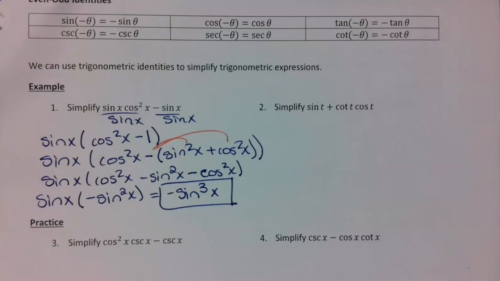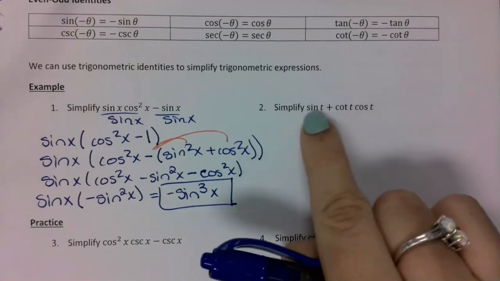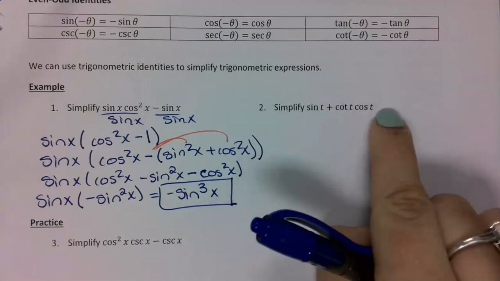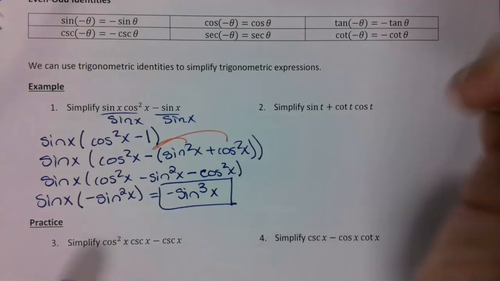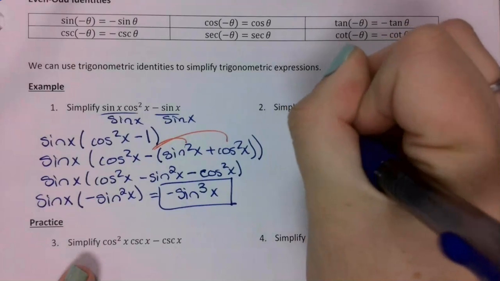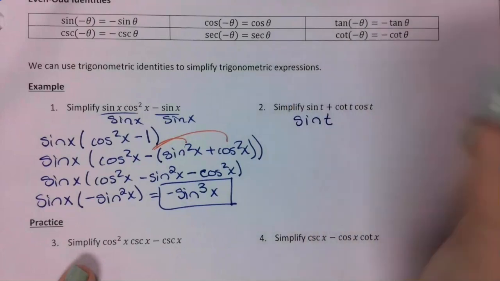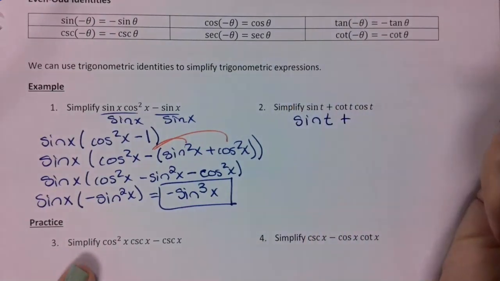So if I take a look at number 2, do these ones have anything in common? Well, no, because I have sine, cotangent, and cosine. Those are 3 different trig functions. So the first thing I want to do here is try rewriting in terms of sines and cosines. So I'm going to have sine of t. Cotangent, how can I rewrite that? I'm trying to rewrite it as sines and cosines.